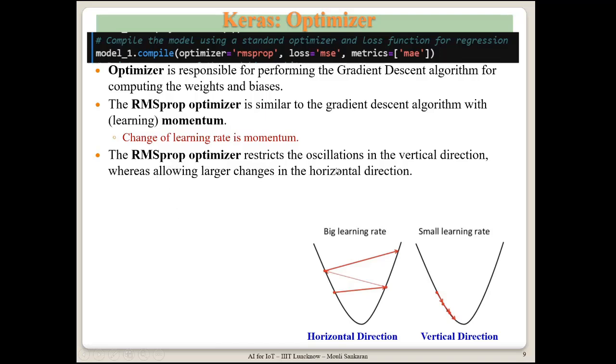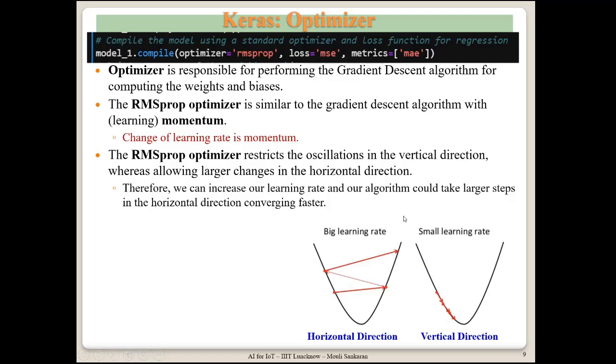So the RMSprop optimizer restricts the oscillations in the vertical direction, whereas it allows larger changes in the horizontal direction. Please remember, you should not allow a bigger learning rate in the vertical direction, because the worst thing may happen. It may go here or it may miss something. So it should come closer so that it doesn't miss the minima, but it can jump large in the horizontal direction, because most likely that is going to be beneficial for the network. Therefore we can increase our learning rate and our algorithm can take larger steps in the horizontal direction. That is why it is faster. The convergence is faster because of this particular change.